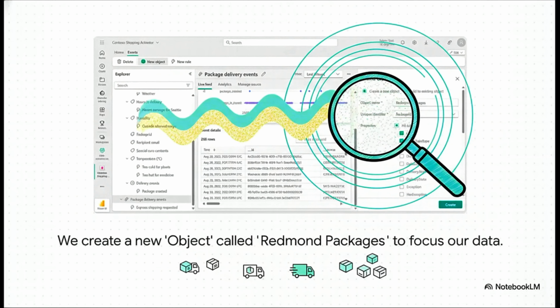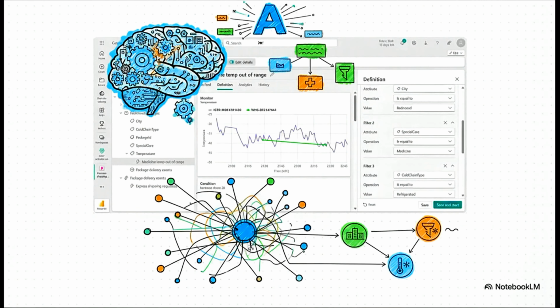So our first move is to tell Activator which little slice of the data we actually care about. We do this by creating something called an object. You can think of this as creating a special pre-filtered view. It's way more efficient. We're going to call ours Redmond Packages to focus only on those events that matter to us. Okay, with our Redmond Packages object ready to go, we can now build the brains of our operation, the custom rule itself. Over on the right side of the screen, you can see where we're going to add our filters, and this is where the real power is.